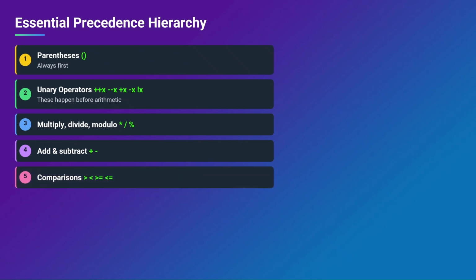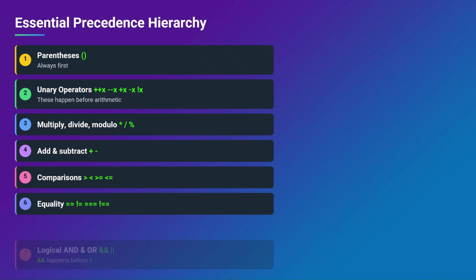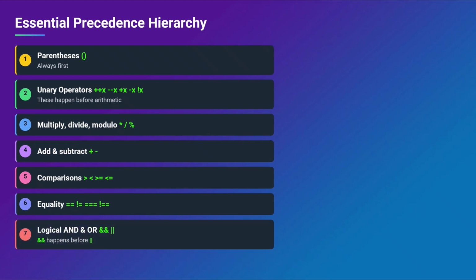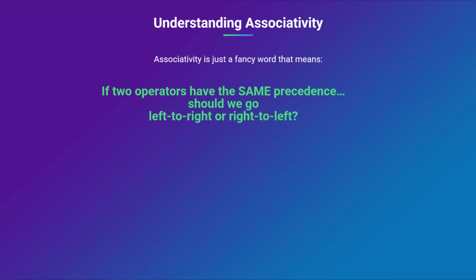Then comparison operators like greater than, less than, greater than or equal, and less than or equal. After that, the equality operators, like strict equality or loose equality, strict not equal and loose not equal. After that, logical AND and OR. AND happens before OR. So, to keep this simple, if you remember just this list, you are already ahead of 80% of new developers.